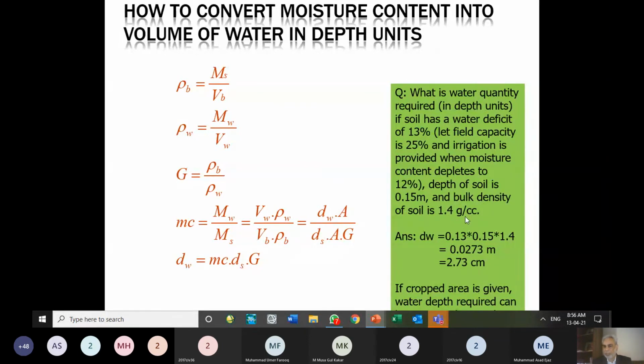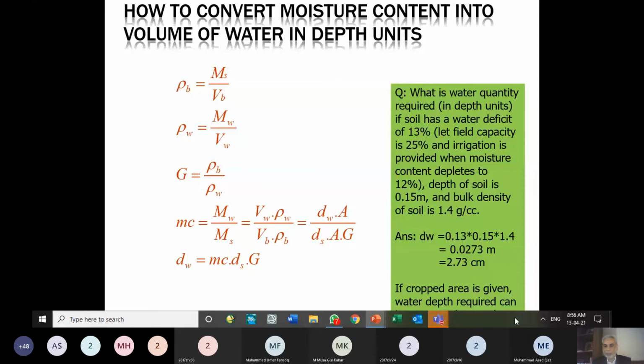Bulk density and specific gravity are the same numerically. Conceptually, they are different. Bulk density is mass per volume, while specific gravity is a ratio of densities, so it has no units. But numerically both are the same because water has a density of 1 gram per cc. When I calculate the G value, 1.4 divided by 1, whatever the value of bulk density is, the same is the value of G for water having a density of 1 gram per cc. So numerically 1.4 grams per cc is the bulk density of the soil. That is why we say that the specific gravity is 1.4.